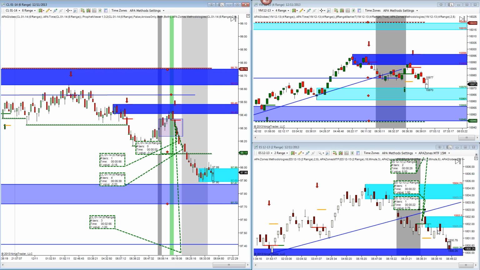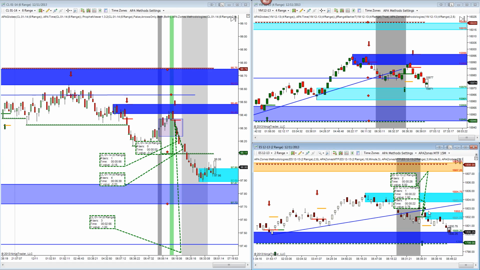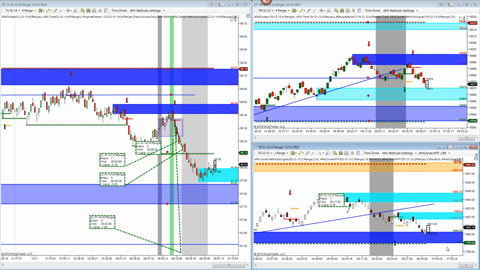Yeah, so that ES trade definitely did not work out there. I shouldn't even say ES trade. It's just a setup that it gave us. I do like taking levels off of the Globex a whole lot more.